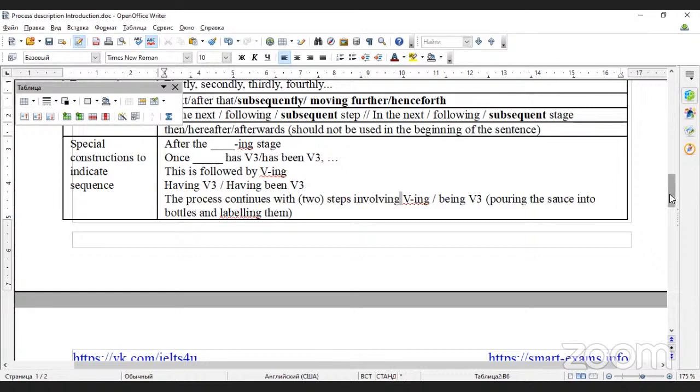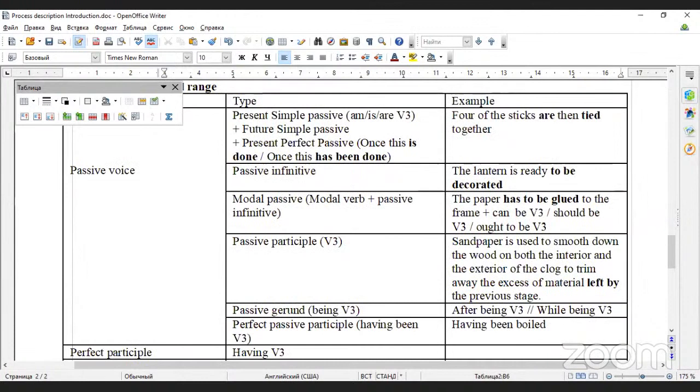And you can also use some passive structures. Of course, the most natural and easiest way is to use present simple passive. Something is done. But apart from that, you can also use present perfect passive. Once something has been done, something else is done. Then you can also use passive infinitive. So for example, the cocoons are ready to be boiled. Yeah, to be boiled is a passive infinitive.